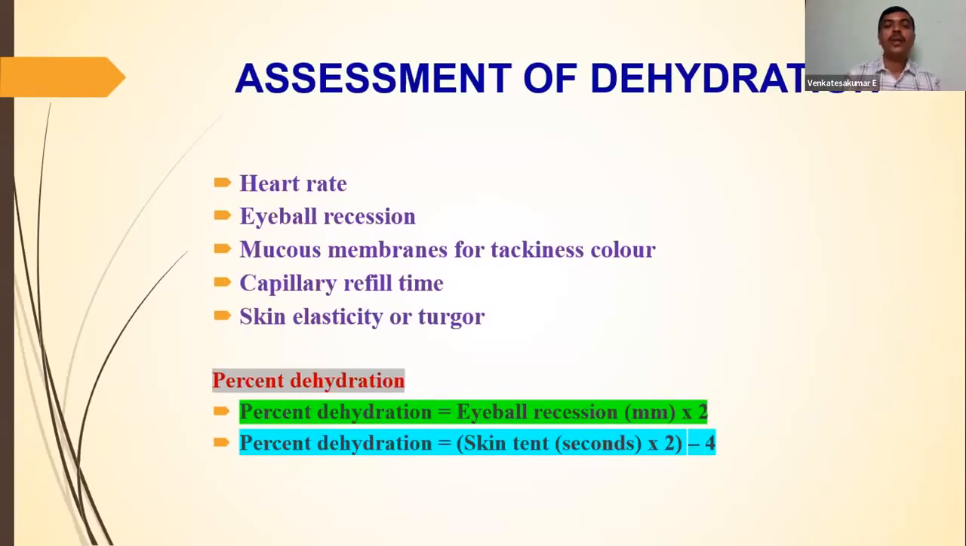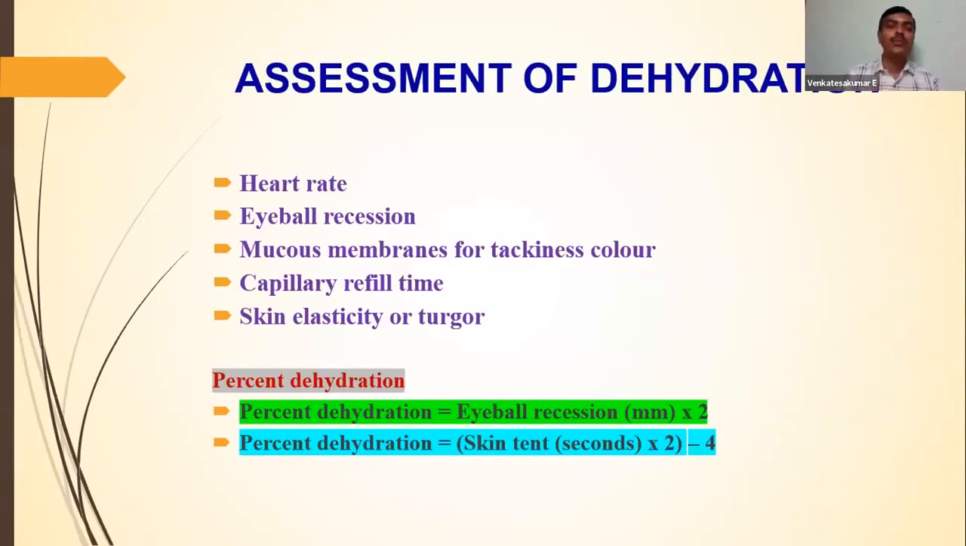And when water loss is there, automatically skin elasticity will go. So the skin will be somewhat tough, and when you go for a skin tenting test, that will give you a positive. So simply based on these parameters, we can assess the dehydration percentage, and we can also calculate the percentage by a formula.